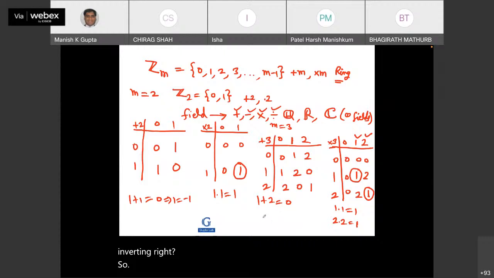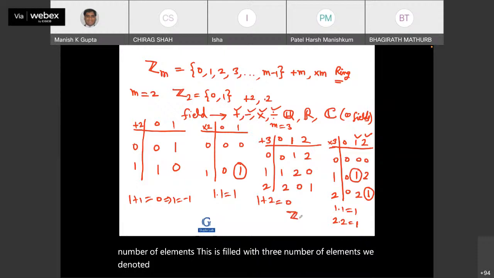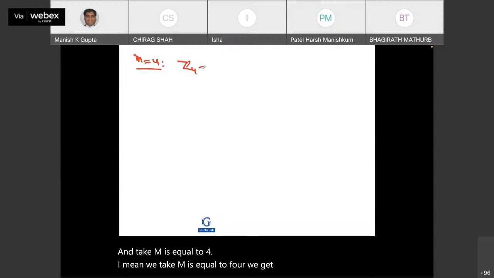So this is a common structure, basically, a field with 3 elements. So this is a field with 2 elements, this is a field with 3 elements. We denote it by Z3, right? So now we go a little bit further and take m is equal to 4. When we take m is equal to 4, we get integer modulo 4.